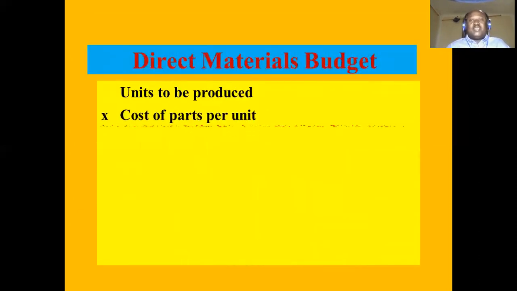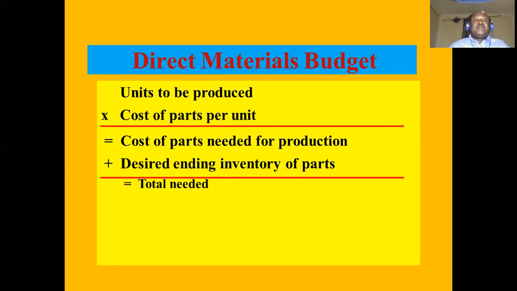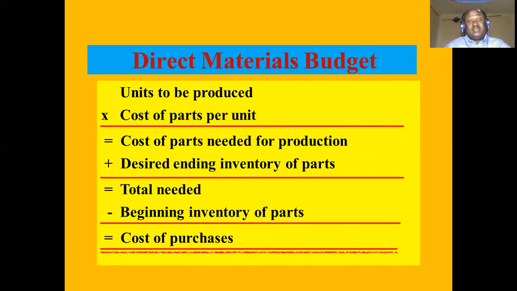So materials budget will be calculated as you can see in our slide. Units to be produced multiplied by the cost of parts per unit. This will result in cost of parts needed for production. We add desired ending inventory of parts, which will actually equal total needed minus beginning inventory of parts, and this will result in cost of purchases.